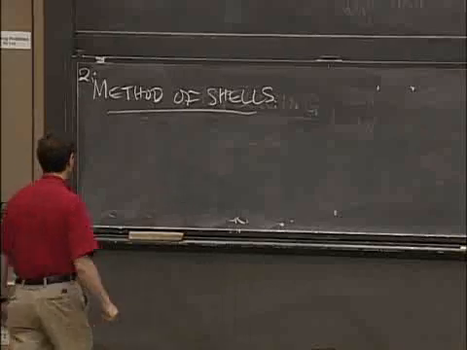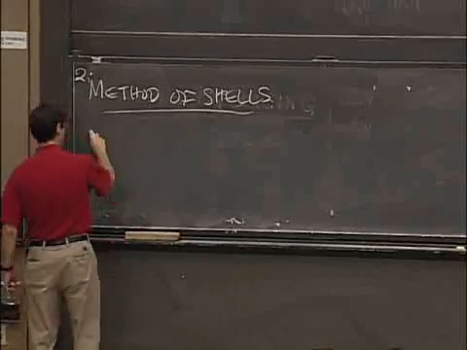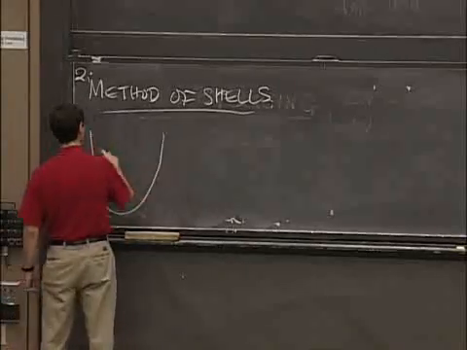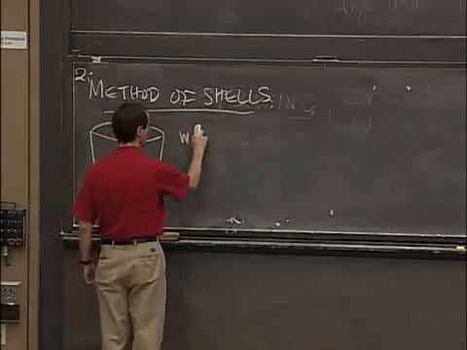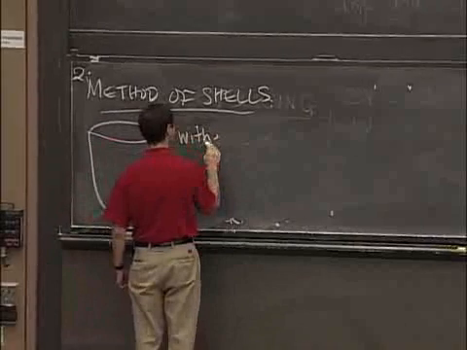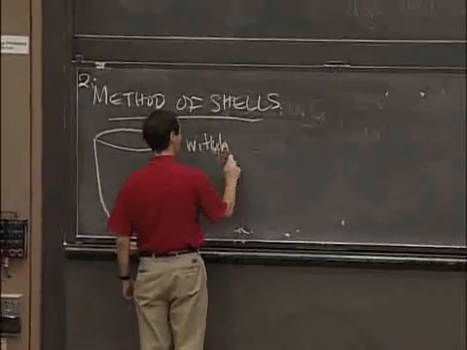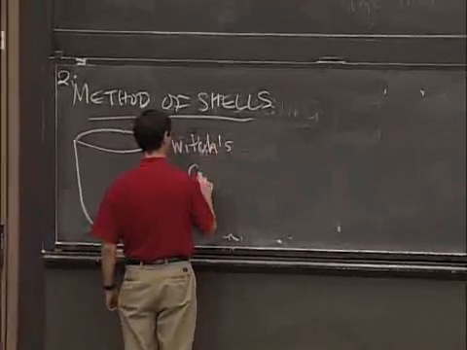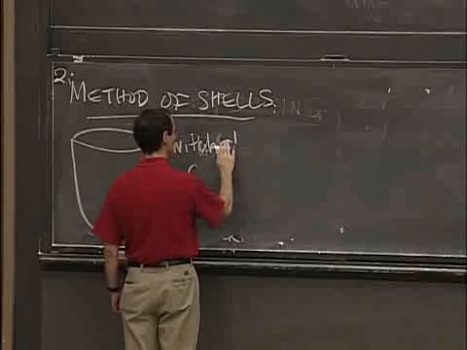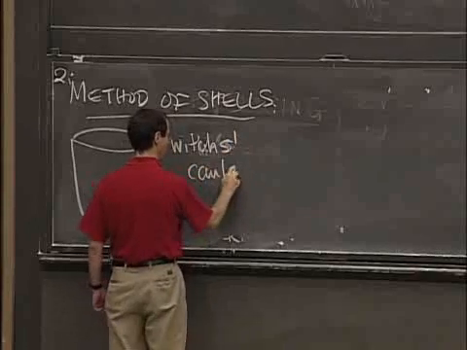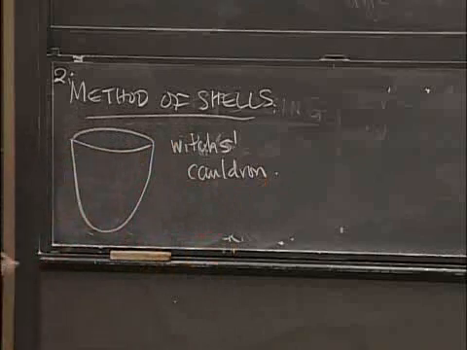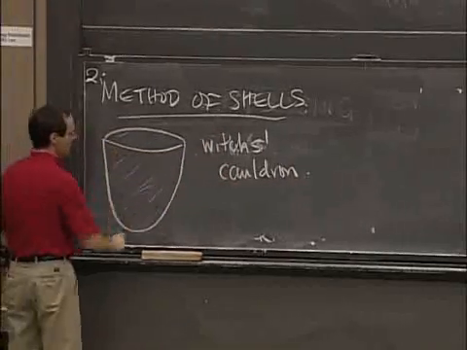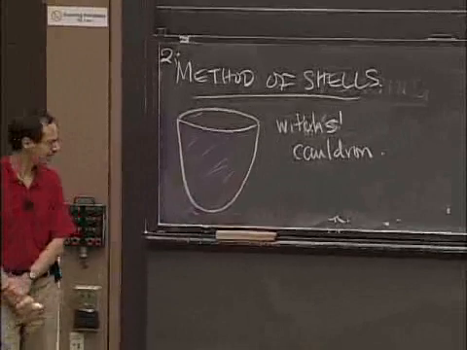I'm going to illustrate this one with a holiday-themed example here. This is supposed to be a witch's cauldron. Whoops. Which witches? Well, maybe more than one witch will have this cauldron here. All right, so here's this shape, and we're going to figure out how much liquid is in here.